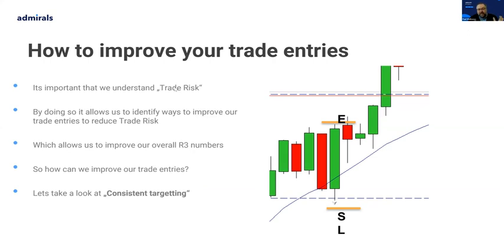So, as I said there, it's important for us to understand what trade risk is, because by doing so, it allows you to identify ways to improve your trade entries and your trade risk, which allows us to improve our overall R numbers, our overall risk reward ratio. So with that in mind, how can we start to improve our trade entries?